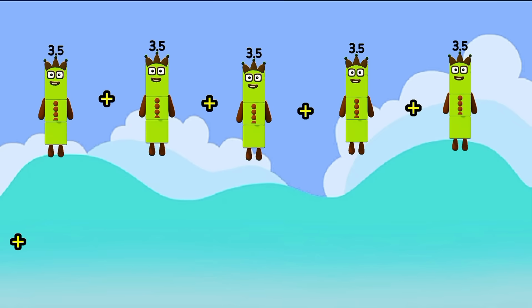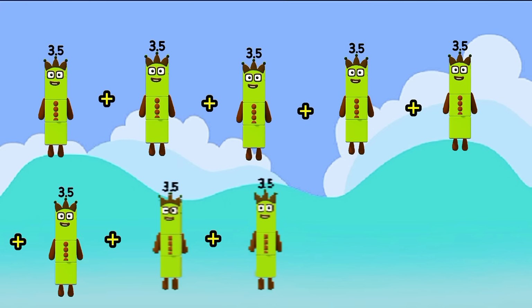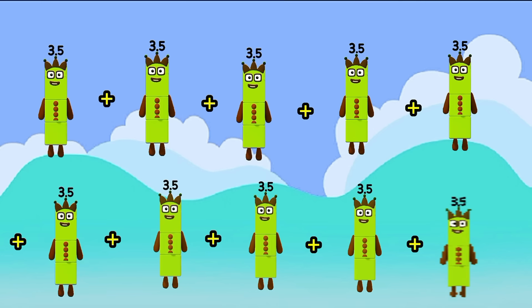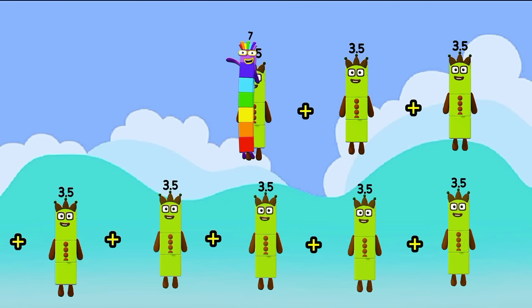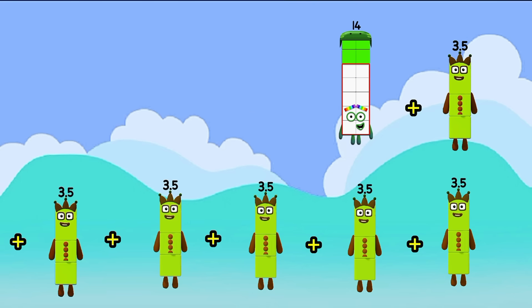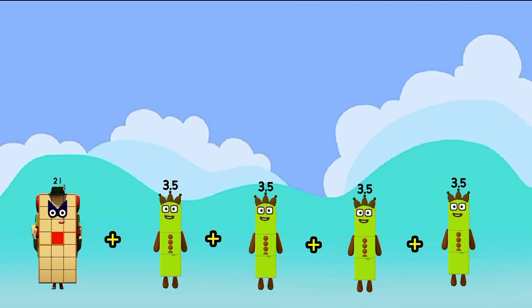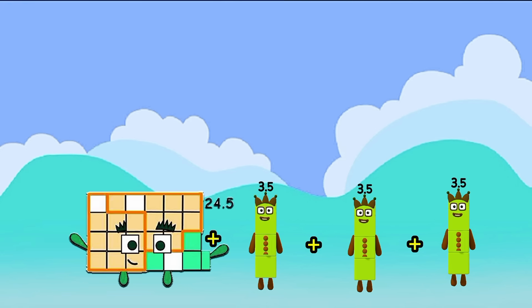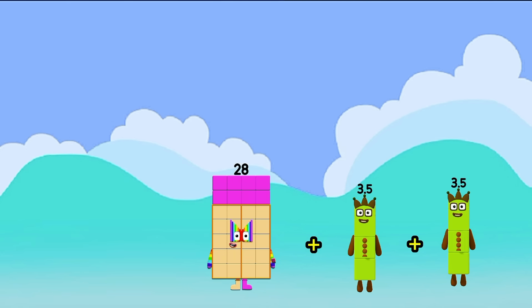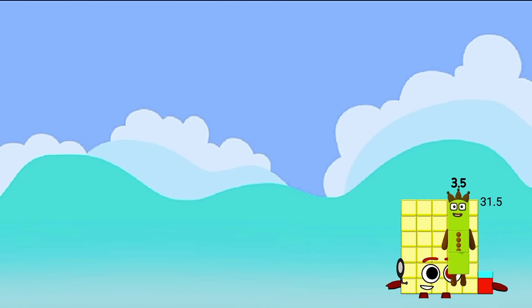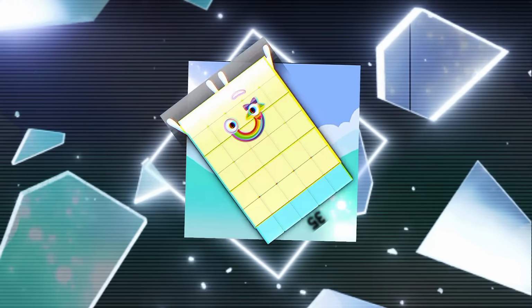The next decimal number is 3.5. Now we add 3.5 10 times. So we get lots of new decimal numbers. 3.5 plus 3.5 equals 7, 10.5, 14, 17.5, 21, 24.5, 28, 31.5, and now the last one is 35.